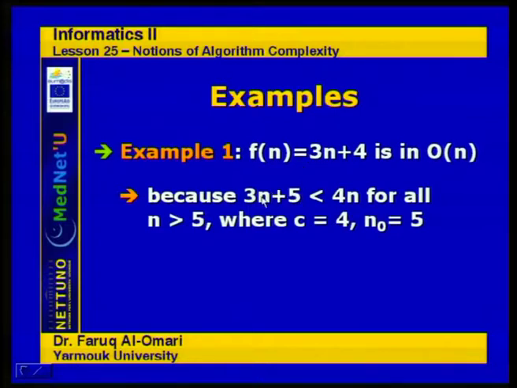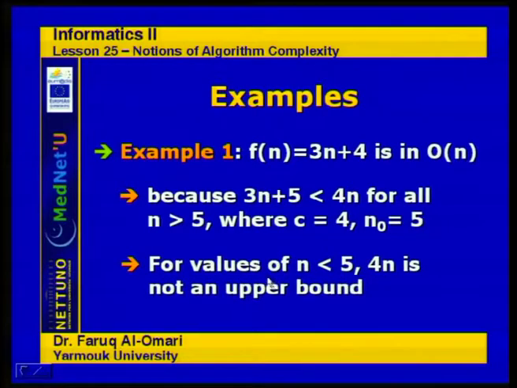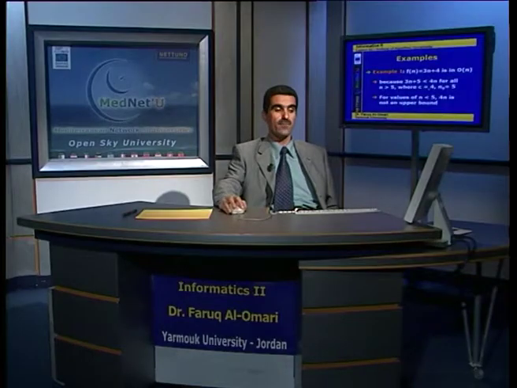Because basically 3n plus 4 is always less than 4n for all n greater than 5. So my n0 here is 5. The multiplying constant c is 4, and n0 is this critical point 5. So for values of n less than 5, 4n is not an upper bound, but rather it is going to be an upper bound for n greater than 5. And in that case, I can say that it's in the order of n.